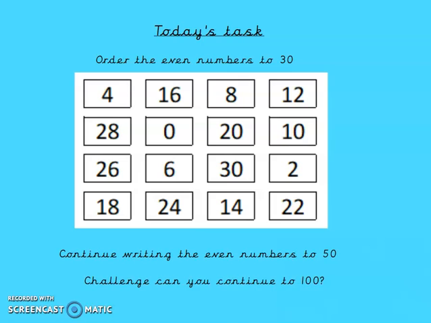Once you've done that, it would be amazing if underneath you could carry on from 30 and you could carry on writing your even numbers in twos all the way to 50. And then, if you think, that was easy, you can challenge yourself to carry on writing in twos all the way to 100. So that's your challenge today. Sort the first set of numbers out and put them in order, counting in twos. And then, how far can you carry on counting in twos, writing underneath?